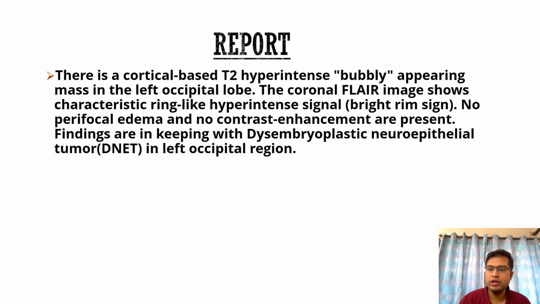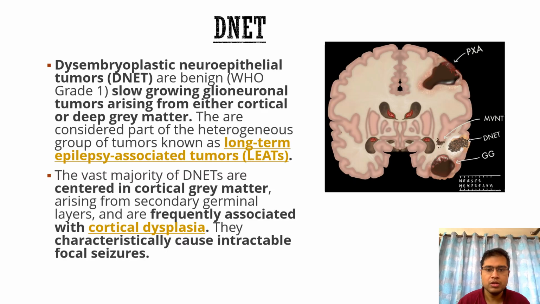So these tumors are actually long-term epilepsy associated tumors. Dysembryoplastic neuroepithelial tumors are benign WHO grade 1 slow growing glioneuronal tumors arising from either cortex or deep gray matter, and they are considered to be a part of long term epilepsy associated tumors, LEATs. So what are the other tumors that are included in the long term epilepsy associated tumors? They include PXA, that is pleomorphic xanthoastrocytoma, MVNTs, that is multivacuolating neuroepithelial tumors, DNETs, and gangliogliomas. I'll be discussing all these tumors later in my slides because they are also differentials for DNET.